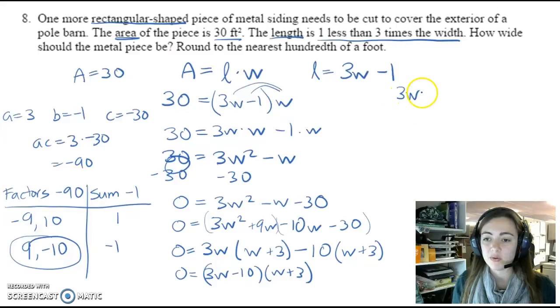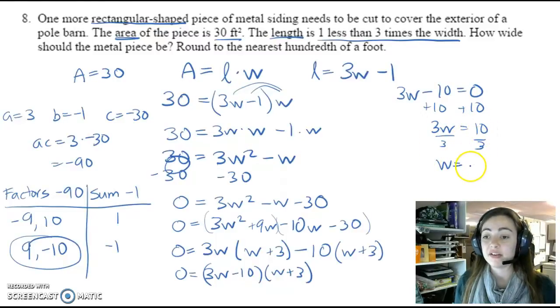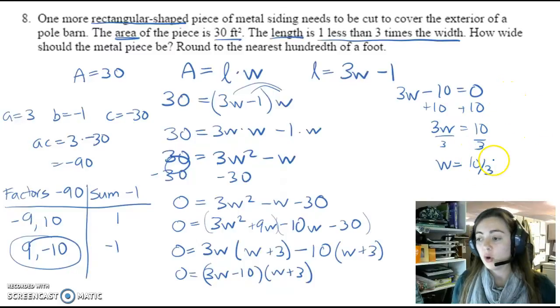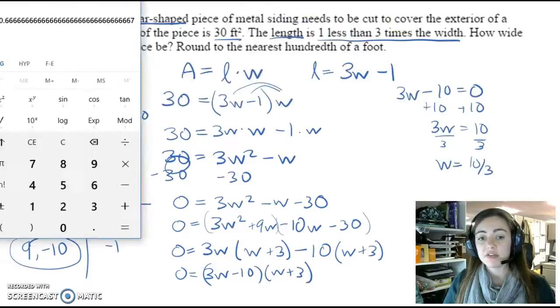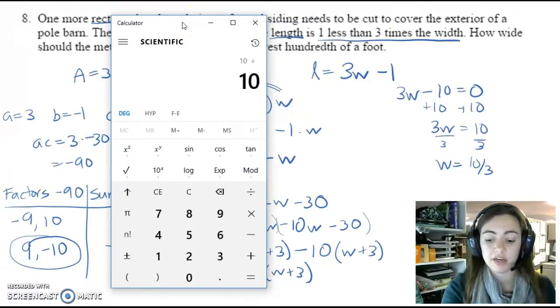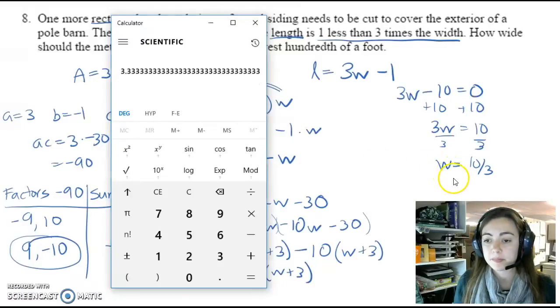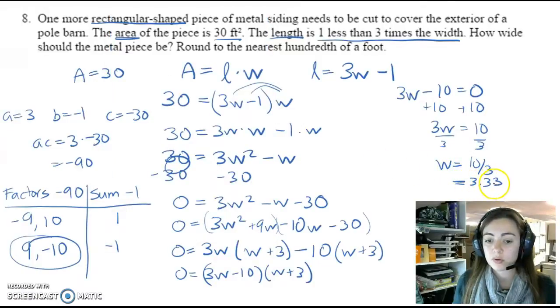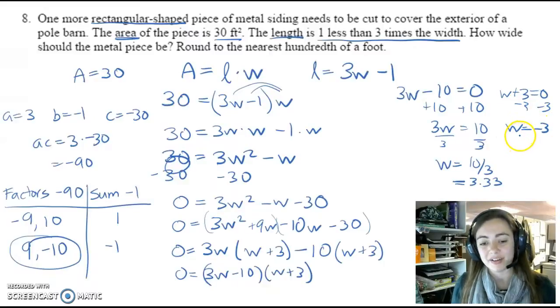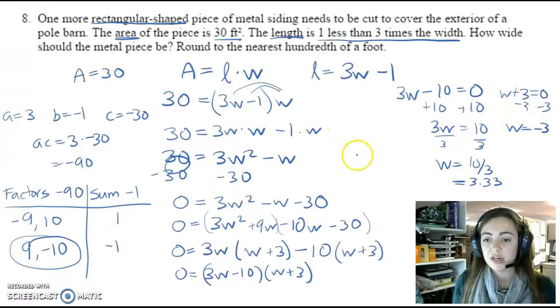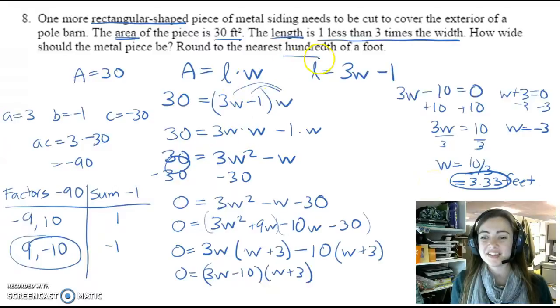So set them both equal to 0 in order to solve. w is equal to 10 divided by 3. Since it says to round to the nearest hundredth, we do 10 divided by 3 and we get 3.33. Or, w plus 3 is equal to 0, minus 3 minus 3, w equals negative 3. Well, the width's probably not going to be negative 3. The width of something's not negative, so we know our width is 3.33 feet. And that's to the hundredth, so awesome.